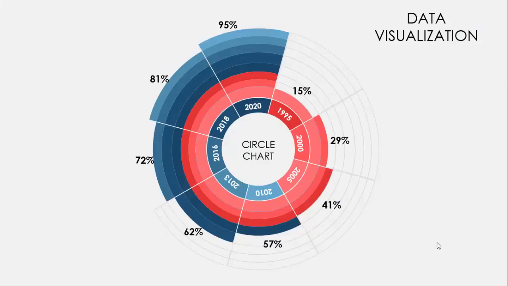In this tutorial, I'm going to show you a circle chart or a data visualization chart. As you can see here, I have listed the years from 1995 till 2020, and in 1995 the growth was 15% and gradually it has increased to 95%. So you can use this chart to show the company's growth or progress. So let's see how to create this infographic circle chart or data visualization chart in PowerPoint.